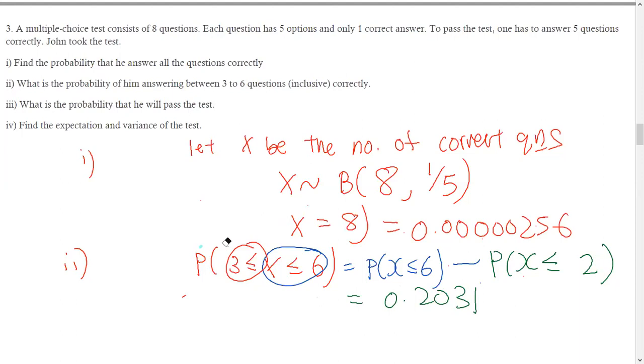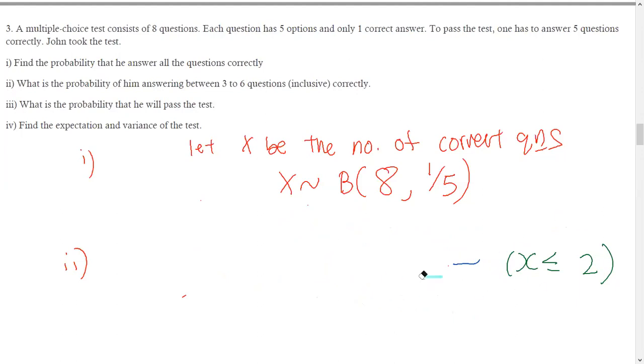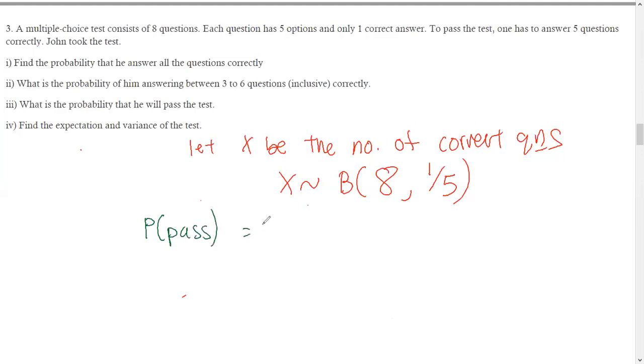Let me erase. We'll keep the model because the whole question will follow the same model. Next, moving on to part 3. What is the probability that he will pass the test? Sometimes the question can be asked indirectly. So the probability to pass is what? The probability of him answering at least 5 questions correctly. It doesn't have to be exactly 5, but at least 5. So X must be more than or equal to 5.